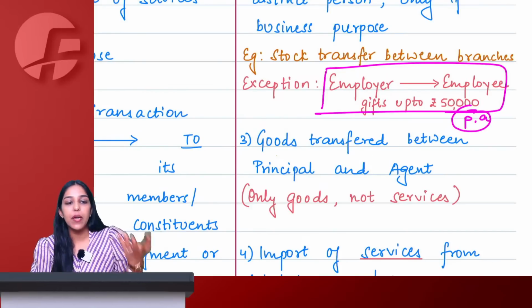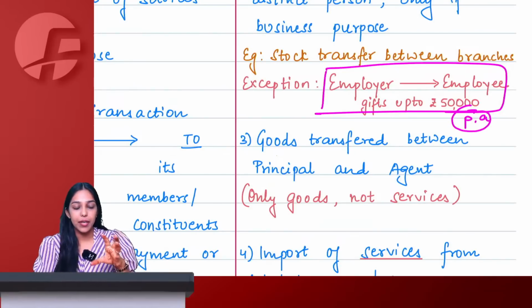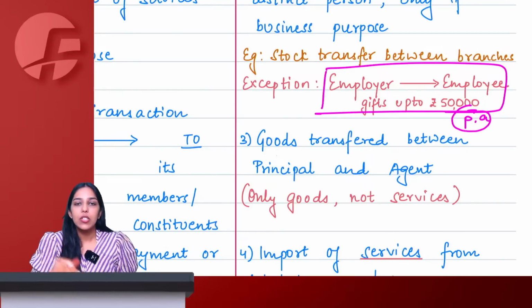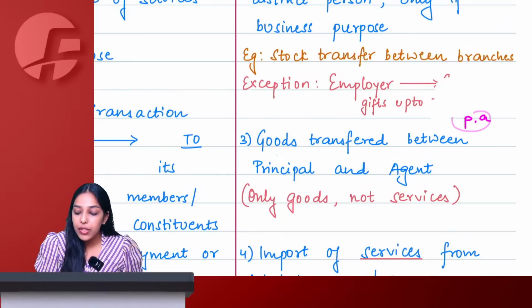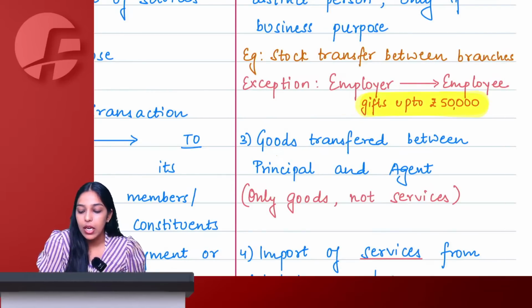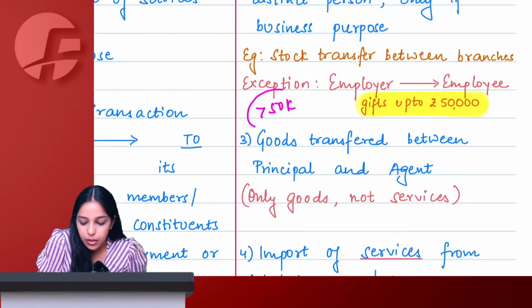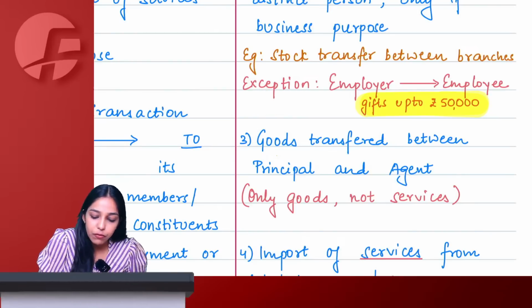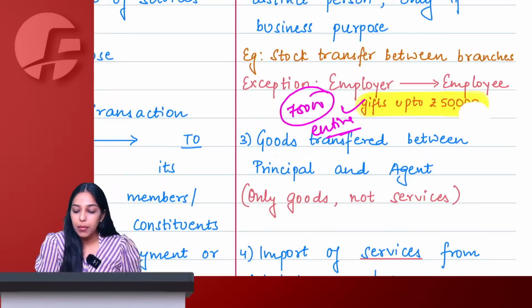So if I give some kind of incentive which is not a part of salary, over and above salary, because I was extremely happy with the performance, so I decided to give some gift to my employee. Up to 50,000 gift I am giving in a year, it will not be supply. But if anything is above 50,000, no. Let us say I gave a gift worth 75,000. Then the entire 75,000 will be considered as supply only.